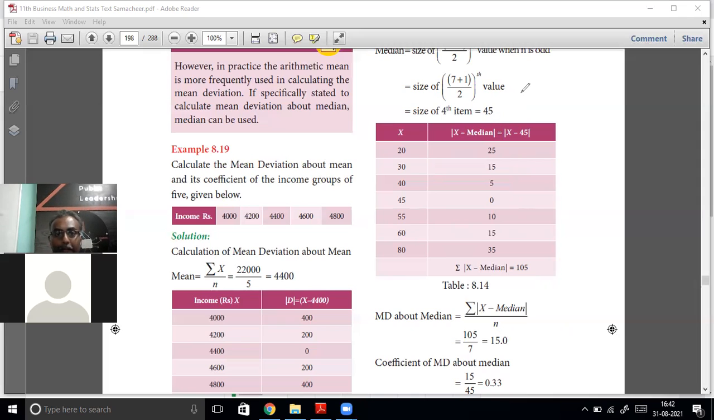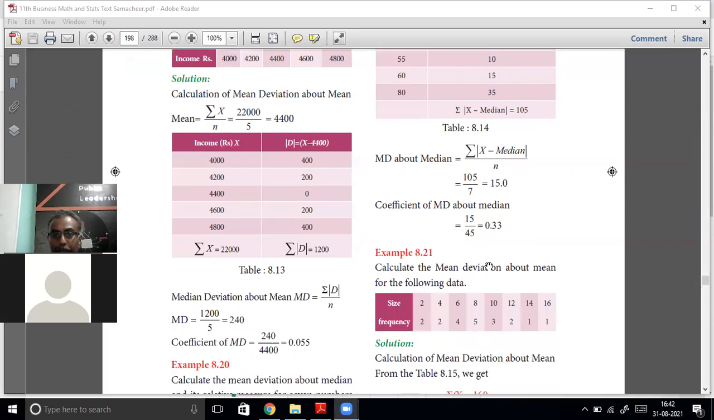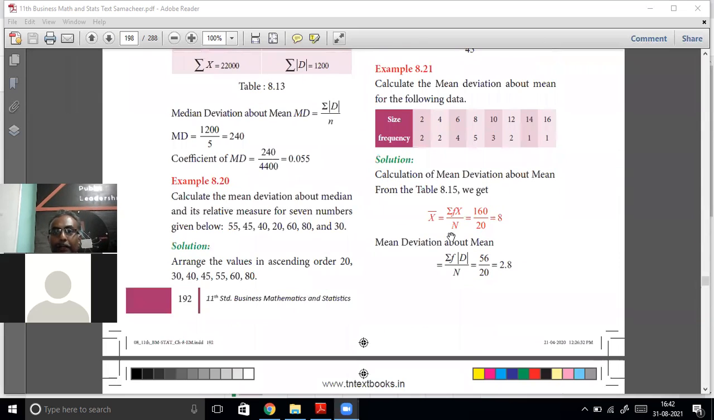So I have repeated this; it is very easy to find out when to use arithmetic mean, when to use geometric mean, and when to use harmonic mean. So this sum also you have done now. Let us go to the next example.